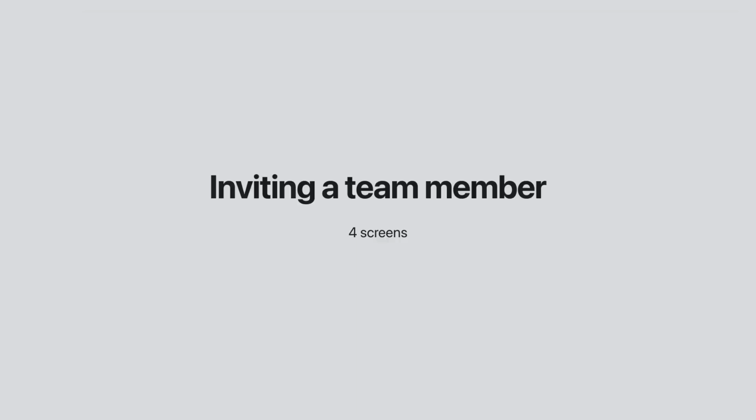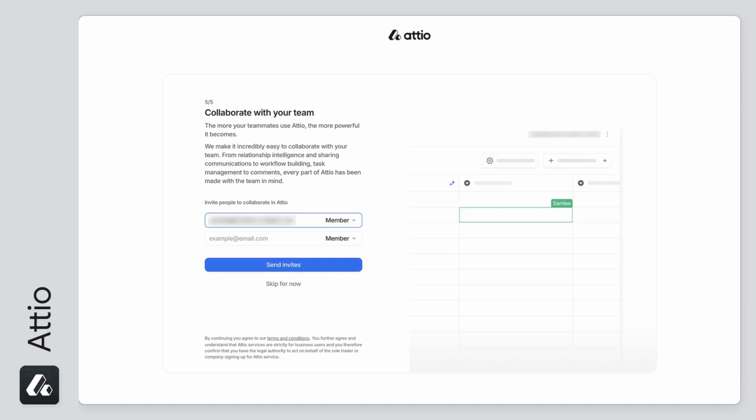Moving forward, let's see how inviting a team member is done. Enter your team member's email. Next, choose a role. Then pick Admin from the options. Finally, confirm the role change to Admin.